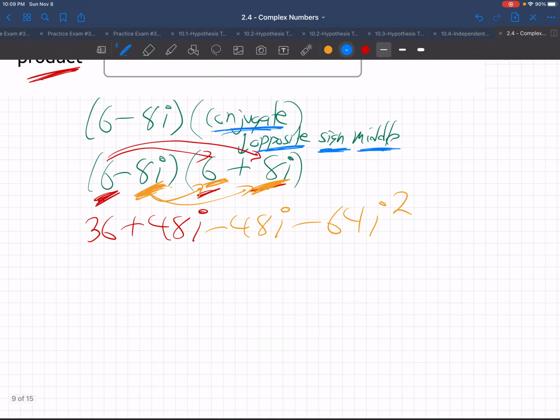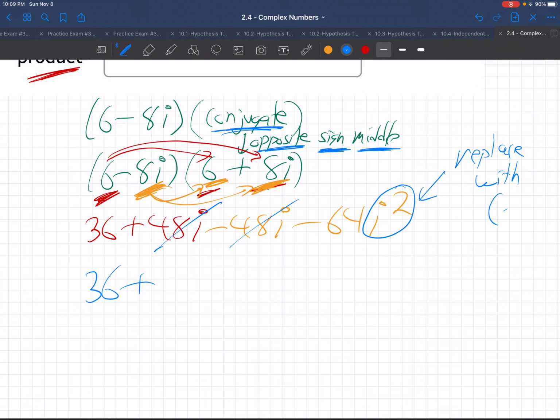All right, do you notice what nice thing happens? These drop out, don't they? Plus 48i and minus 48i. And then what do we always do with i squared? I hope you know. We replace it with negative 1. So this is going to become negative 64 times negative 1. The i squared becomes negative 1. That's what we always do. We leave regular i's, but we don't leave i squareds. We replace those with negative 1.